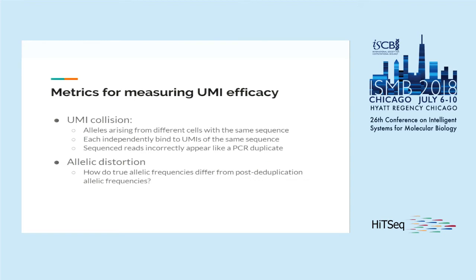The second metric I'm going to talk about is allelic distortion. This is basically just saying how close is my initial, or the true underlying, allelic fraction compared to my post-deduplication allele fraction or allelic frequency.